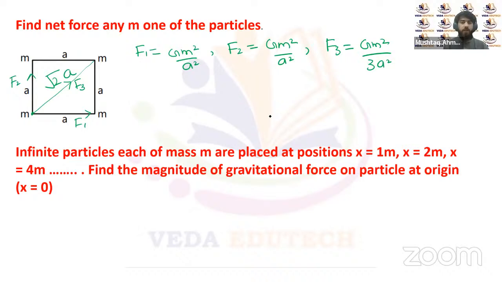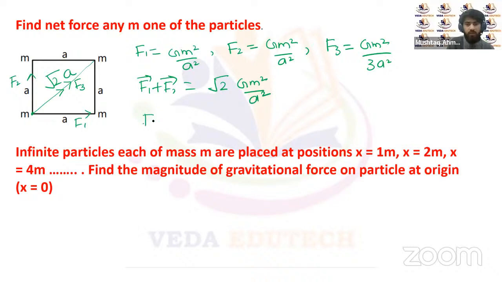Now calculating the total forces. The resultant of F1 and F2 will be along this direction, and the resultant will be actually root 2 times this. So we can say that F1 vector plus F2 vector will be equal to root 2 times Gm square by A square, and it will be along the direction of this F3 vector.